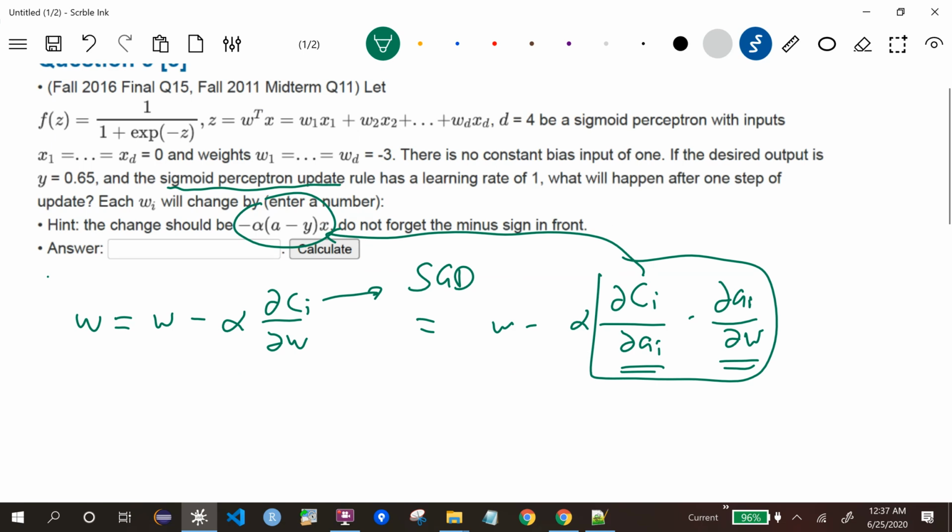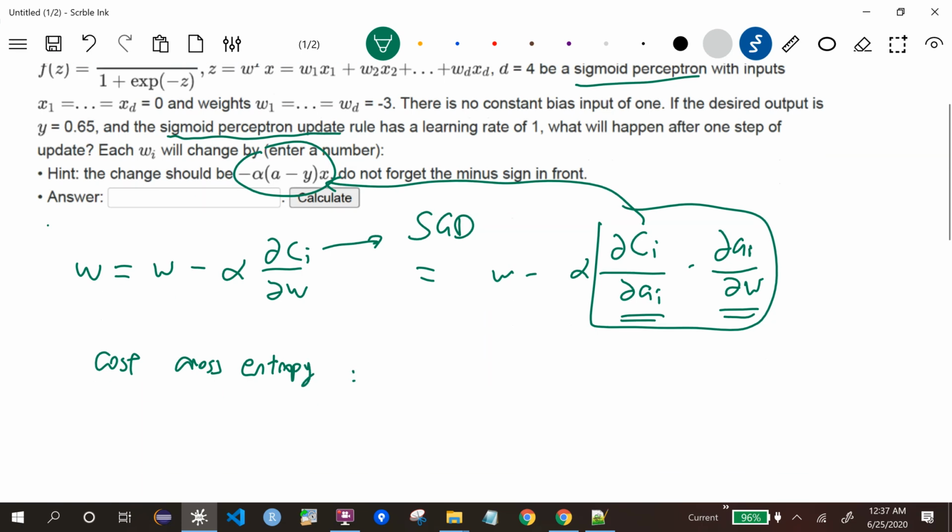Another implicit assumption with this sigmoid perceptron is that the cost function is cross-entropy. So we should write that down, and that is minus y_i log a_i minus (1 minus y_i) log(1 minus a_i). That's basically one possible loss with respect to that particular instance i. Usually we need the sum over all i's, but here I'm just going to compute a loss for one instance. What are the other possible ones? The one that's most often used is the square loss.